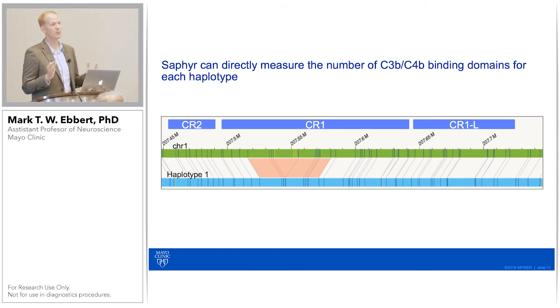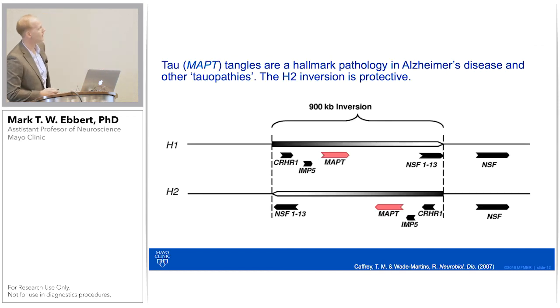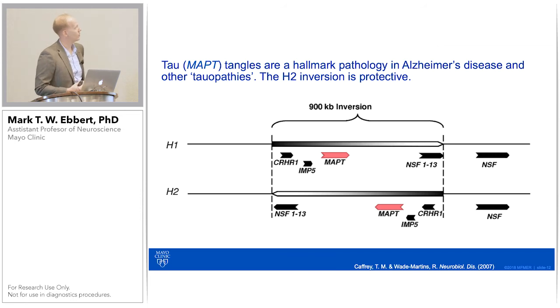Just really impressive. So now we can directly measure the number of times that this binding domain is repeated and perform more precise, more accurate association studies to determine if this is in fact driving Alzheimer's disease, or at least modifying. So now turning to the MAPT or tau, as I mentioned, this is a hallmark pathology for Alzheimer's disease and other tauopathies. And there's a known inversion of this region that involves MAPT. So this is the H1 haplotype, and you can see the directionality of these genes that are involved, where MAPT is here. And then the H2 haplotype, this whole region is inverted.